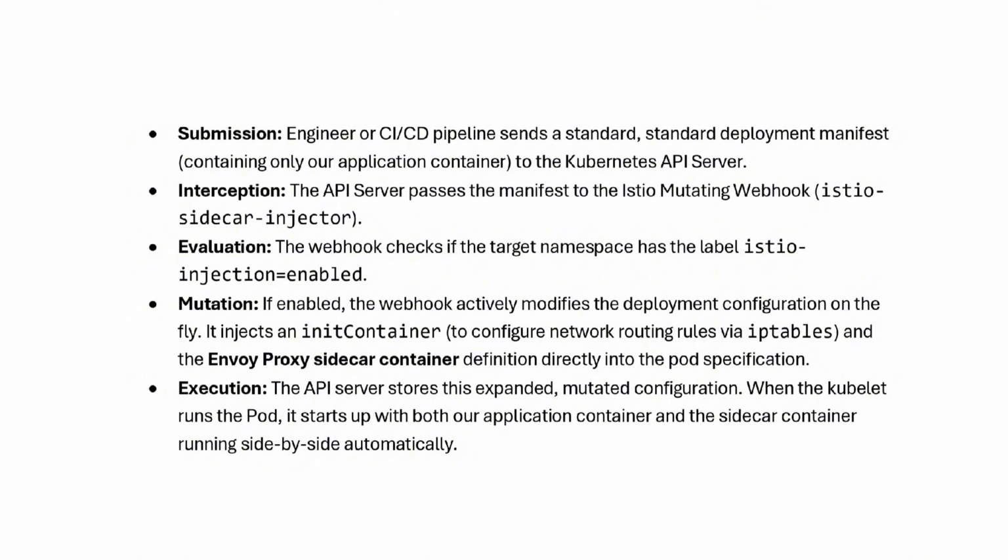So how this looks: submission, engineer or CI/CD pipeline sends a standard deployment manifest containing only our application container to the Kubernetes API server. Then interception takes place, which is the API server passes the manifest to the Istio mutating webhook, which is Istio sidecar injector. Evaluation: the webhook checks if the target namespace has the label Istio injection is equals to enabled. Then mutation: if it is enabled, the webhook actively modifies the deployment configuration on the fly. It injects an init container to configure network routing rules via IP tables and the envoy proxy sidecar container definition directly into the pod specification.